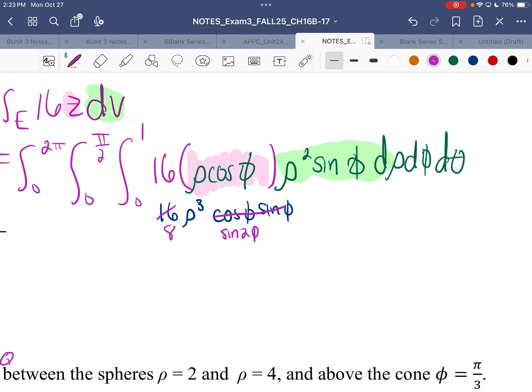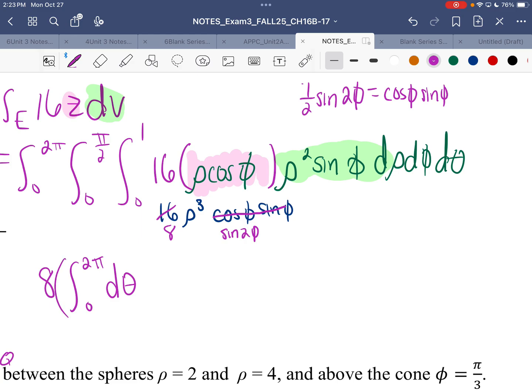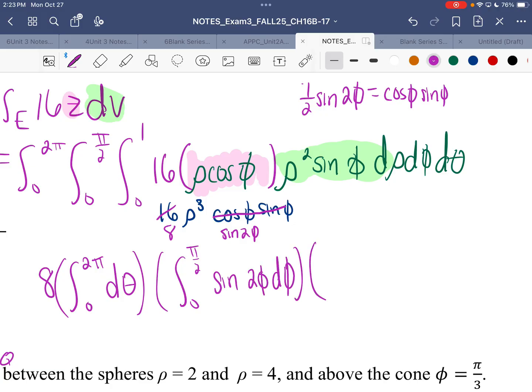Then that means this would be 8. Because remember, 1/2 sine 2 phi is going to be equal to cosine phi sine phi. So that's why I'm halving the 16. All right, 0 to 2 pi is d theta. There's no thetas. 0 to pi over 2 is for my sine 2 phi d phi. And then 0 to 1 is for rho cubed d rho.